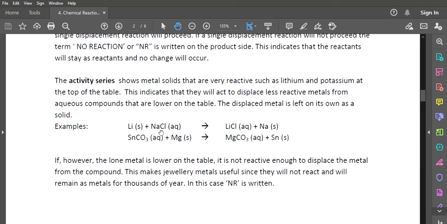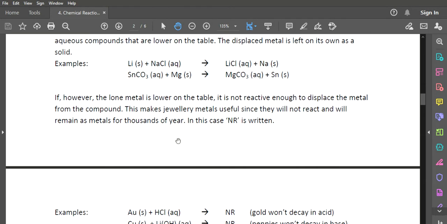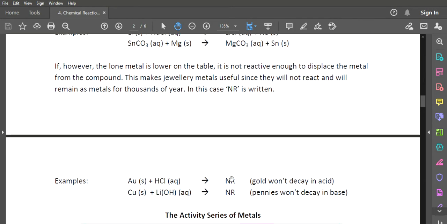So these have both been examples where the lone element has been higher on the activity series. But of course, it's also possible that you just mix two things and the lone element is lower on the table. Those will be your favorite reactions because they don't react, but you still have to make it look like you did the question, right? You didn't leave it blank. So if that were to happen, on the other side of the arrow, instead of writing any products, we're going to write no reaction, or even quicker, NR, for no reaction.